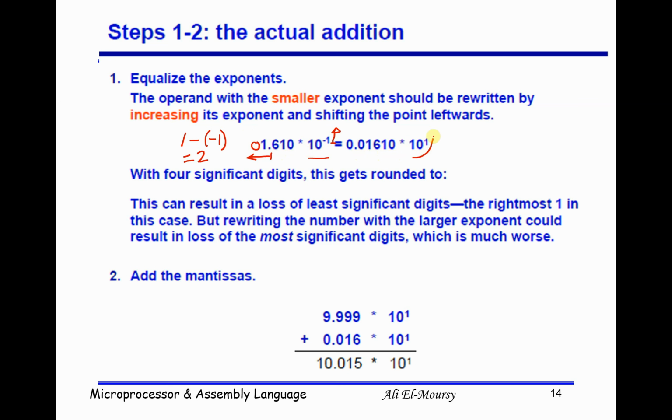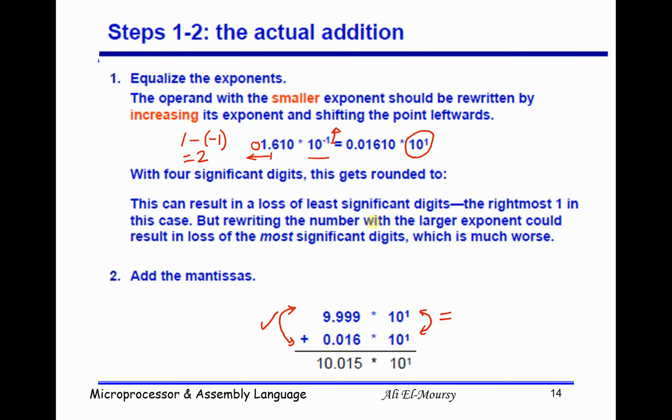Now I have a matched exponent with the other number. Now the two numbers are aligned. This process is called the alignment of the exponents, or equalizing the exponents. Once I have the two exponents equal, that means the two mantissas are aligned to each other and I can start the addition.